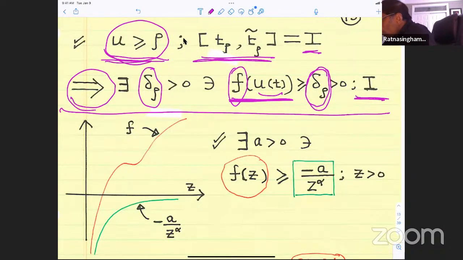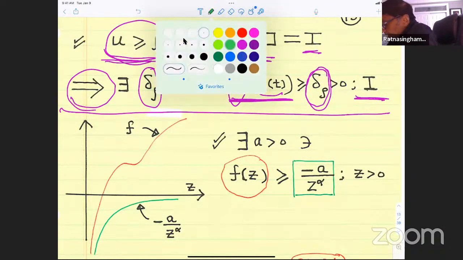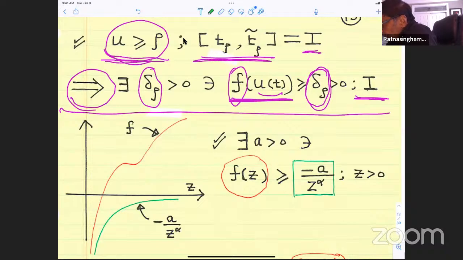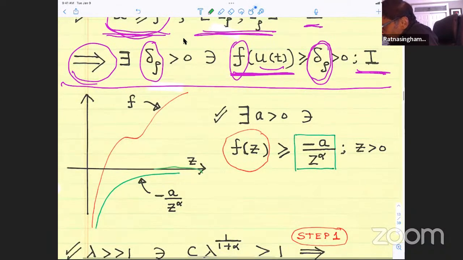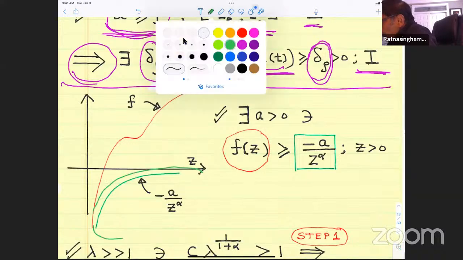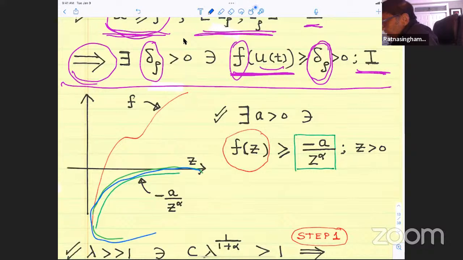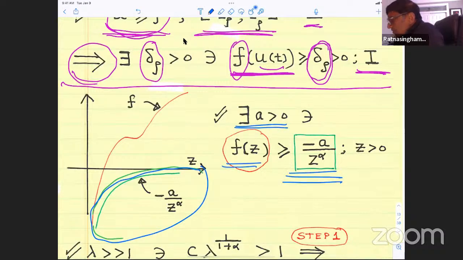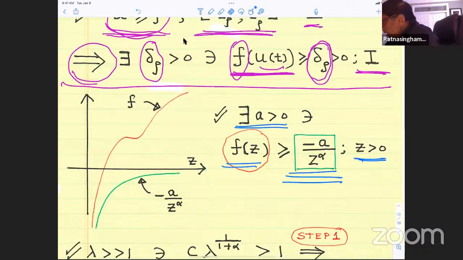Secondly, I'm going to assume, as I mentioned earlier, that even though this f has a singularity, it is not too bad. It can be bounded by a function of that nature, like minus a over z to the alpha. There is a constant a such that f of z is always greater or equal to minus a over z to the alpha for z positive. Remember, alpha is just a number, less than 1 in certain cases, but at least in 0 and 1, so you can bound it by that singular function.